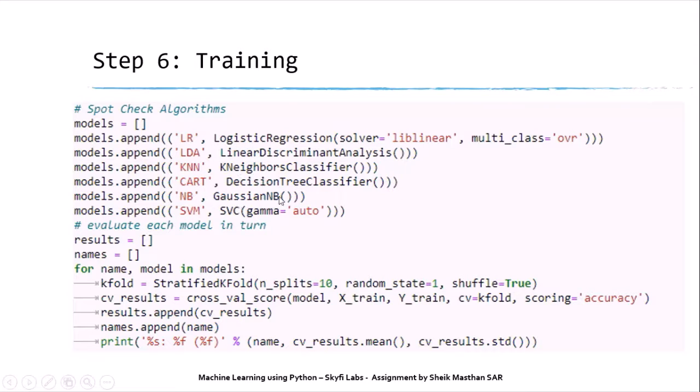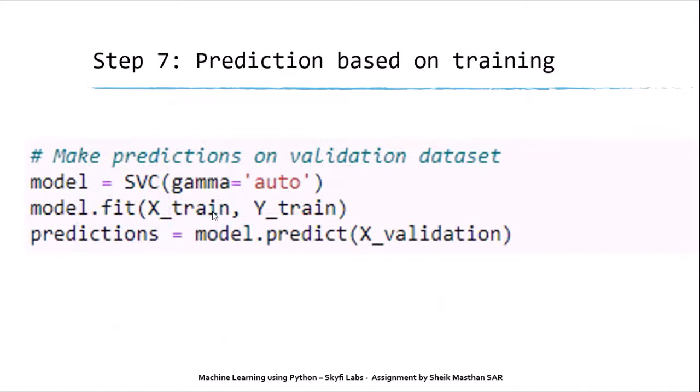So for these 6 different models, we are going to calculate the accuracy, that is, how accurate each particular model is. Based on this accuracy, we are going to evaluate which training model is suited for this particular flower classification. After the training, it is found that this SVC model has the best accuracy.